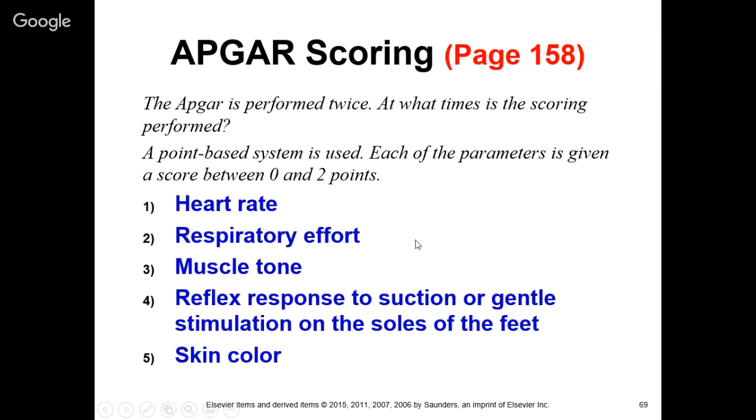So APGAR score. This is performed at 1 minute and 5 minutes. So you're looking at the heart rate, respiratory effort, muscle tone, reflex response to suction or gentle stimuli of the soles of the feet, and skin color. So heart rate, respiratory rate, muscle tone, whether they're too relaxed or they're too stiff, their reflexes, how they respond to you, and then their skin color.